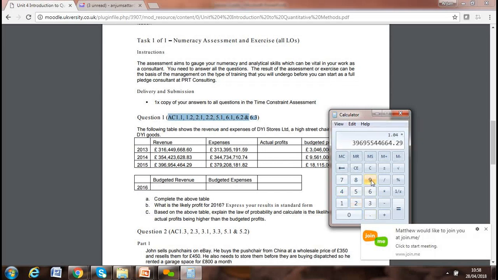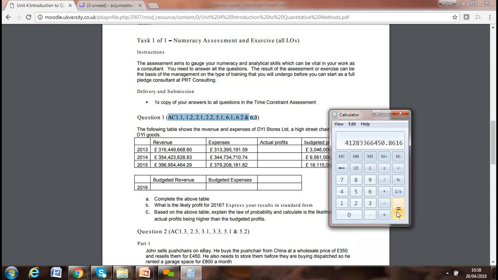0.29. So that will be my figure. Okay, so we need to find the trend. Same in expenses. You need to take the difference, carry on finding the percentage. So last year's figure you need to add, to find it for next year.